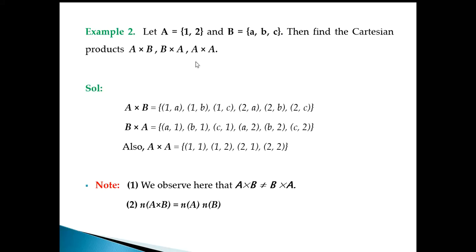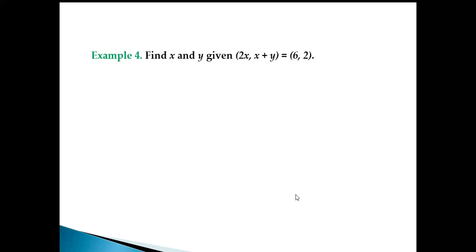So here the total number of elements of set A is 2, and of set B is 3. So 2 multiplied by 3 is 6. So there should be 6 ordered pair elements in A cross B and B cross A. We can check this: 1, 2, 3, 4, 5, 6. So we can see we have 6 ordered pair elements in A cross B. Like that we can find the ordered pair elements in our cross product. Clear?